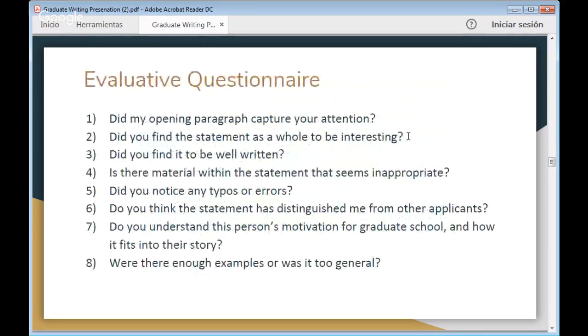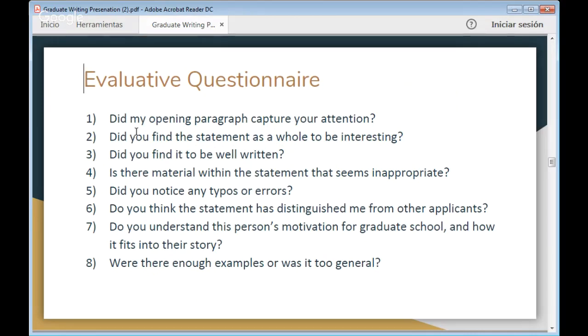Okay, so once you've written the first draft of your personal statement, this is an example of an evaluative questionnaire, which will give you an idea of if you've hit the main points, if there's anything you're leaving out in your personal statement, or if there's anything else that you want to make sure you've included. So here are some example questions that would be a good way to evaluate how you've done in your drafts. The first question would be, did my opening paragraph capture your attention?